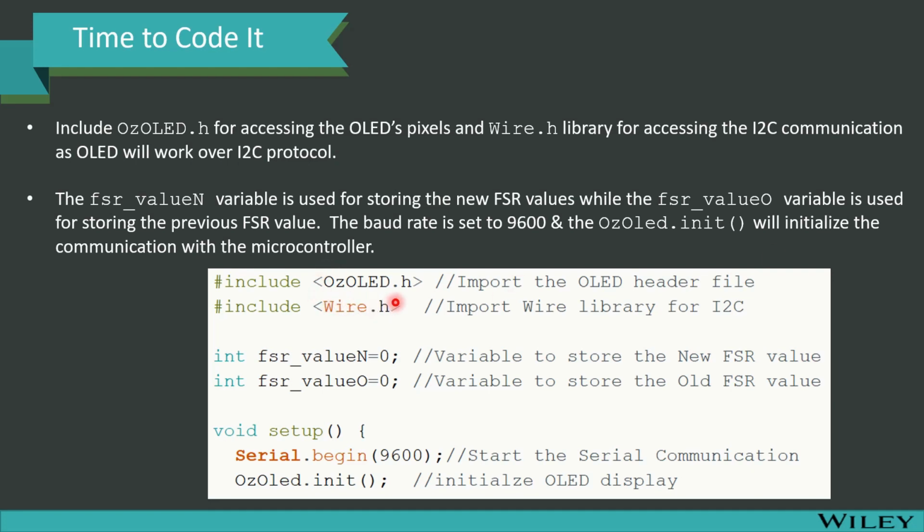Include OzOLED.h. This will import the OLED header files. Include Wire.h. This will import the wire library for I2C communication. I have two variables. The first one, FSR_value_n equal to 0, is the variable to store the new FSR value. FSR_value_0 is assigned with 0. This is used to store the old FSR value. And we have got setup, where we set the baud rate as 9600, and we have initialized the OLED display with OzOLED.init.